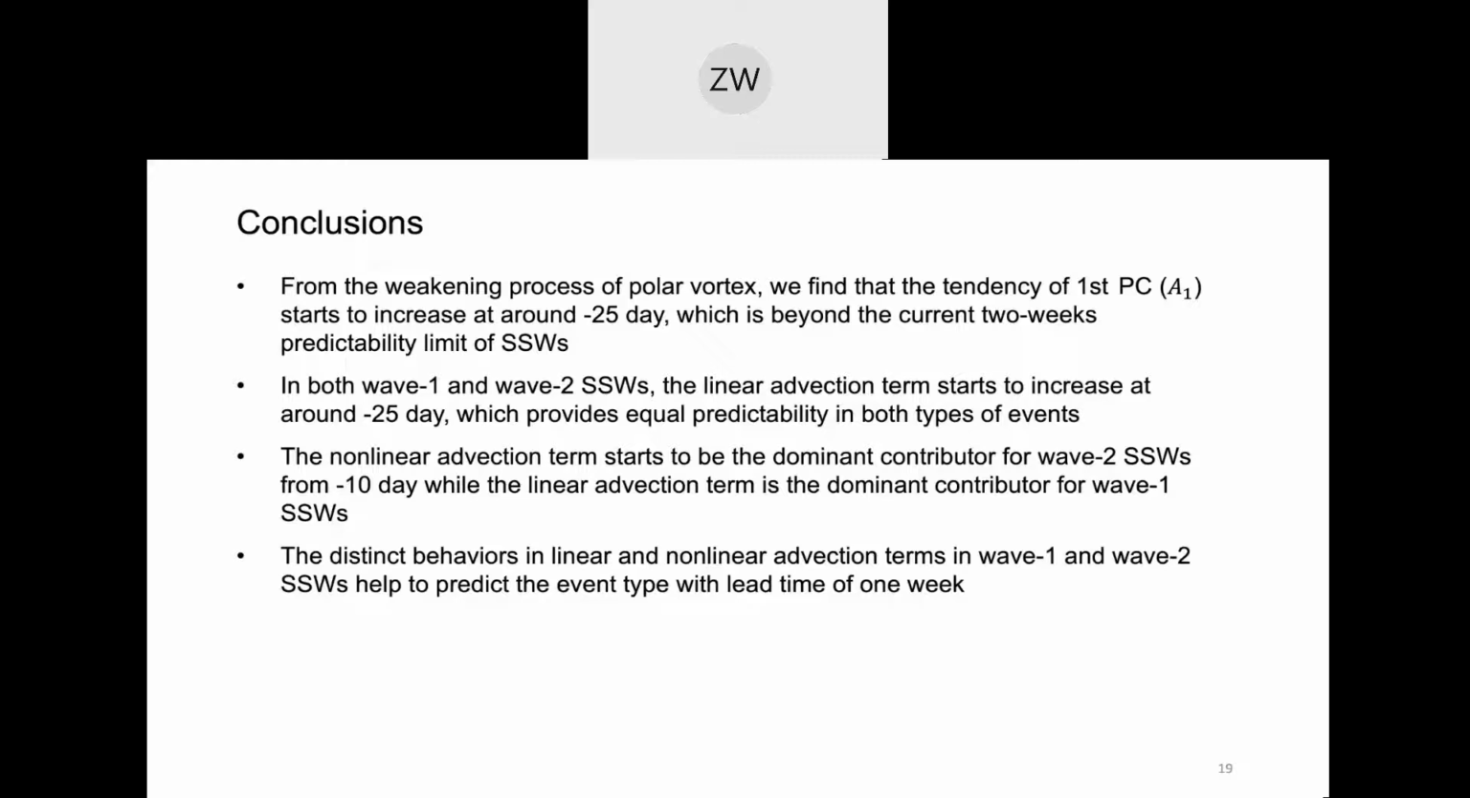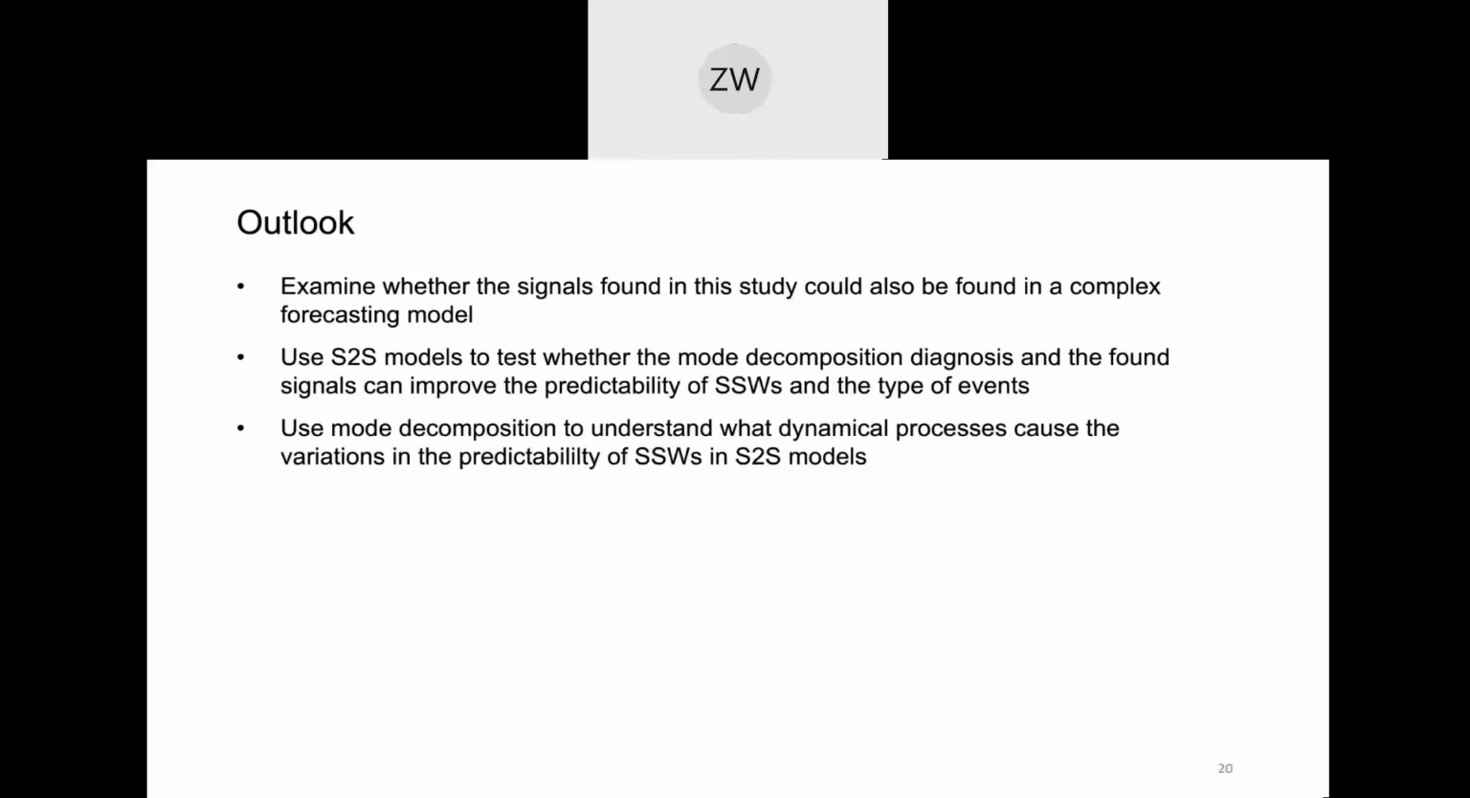And from 10 days before the event, the distinct behavior of the linear and nonlinear advection terms in wave number 1 and wave number 2 events can help us predict the event type with lead times of 10 days to 1 week. And in our next step, we try to apply these methods to the S2S models and then to examine whether we can actually use these methods to improve the predictability of SSW events and their different types of events.